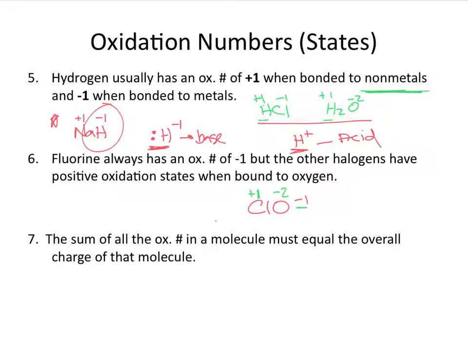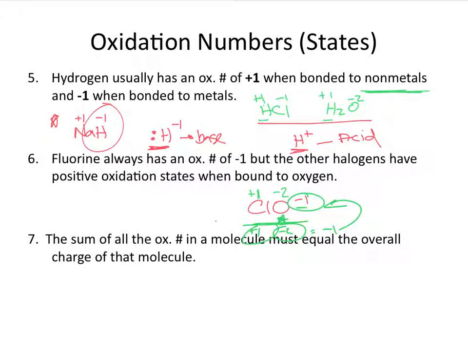The final consideration is that the sum of all the oxidation numbers in a molecule must equal the overall charge of that specific molecule. We just saw that in the example above. Each of the oxidation numbers here has to add up to the overall charge of the molecule. The charge of this molecule is -1, and each atom has an oxidation number. The oxygen has a -2, the chlorine has a +1. So -2 + 1 equals -1, which matches our overall charge.